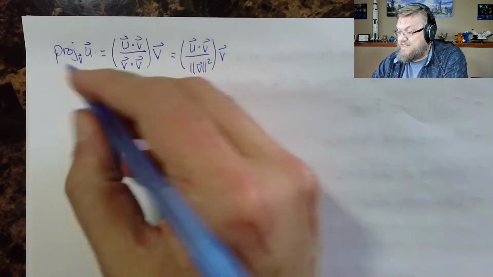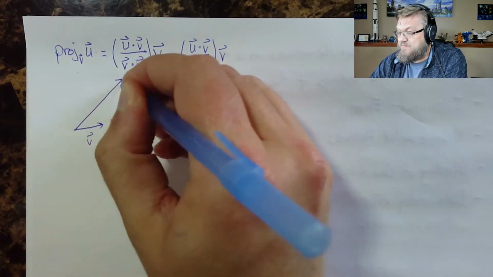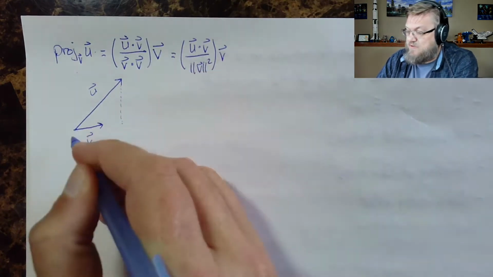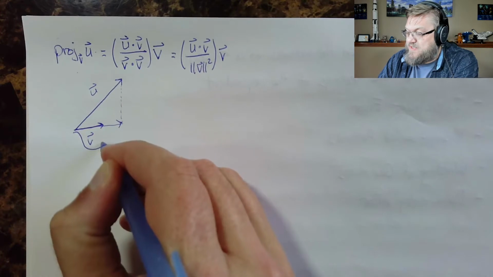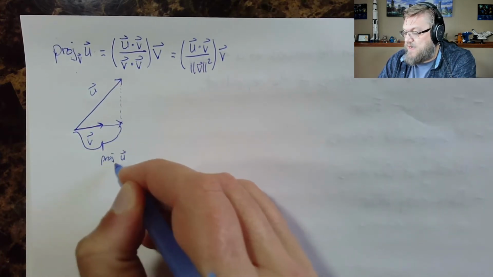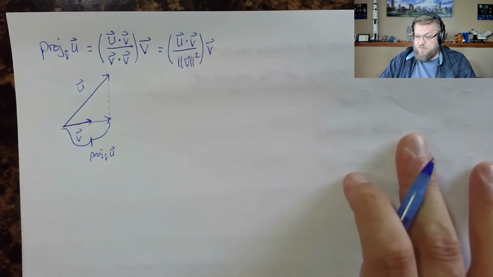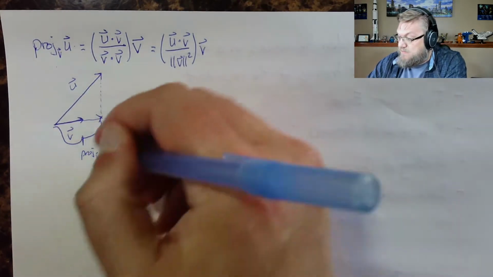Picture time again. So here's v, and let's say this is u. What I want to do is project this down into a vector parallel with v. And so this right here would be the projection vector of u onto v. And why is this really useful? Well, let's revisit that inclined plane problem that we were talking about last time.